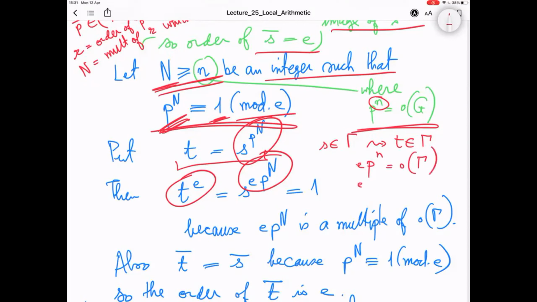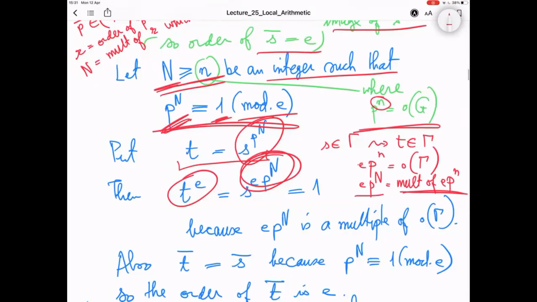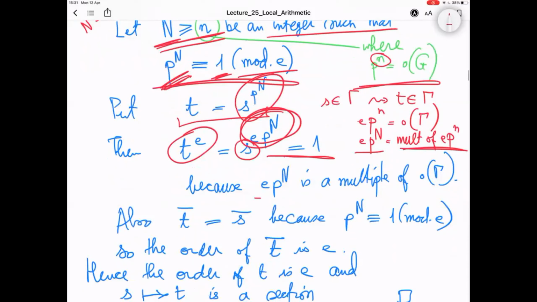And e times P to the capital N is a multiple of e times P to the little n. So this is a multiple of the order of the group gamma to which this element S belongs, and therefore this whole thing has to be equal to 1, because this is a multiple of the order of the group gamma.